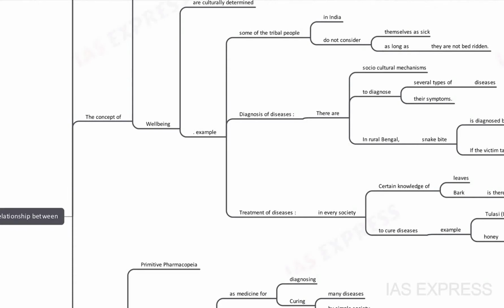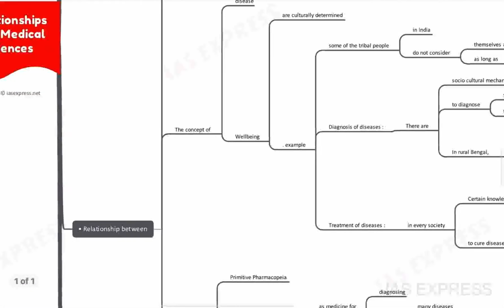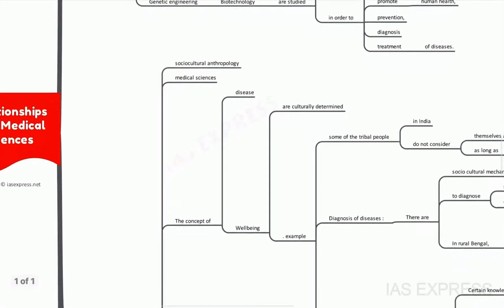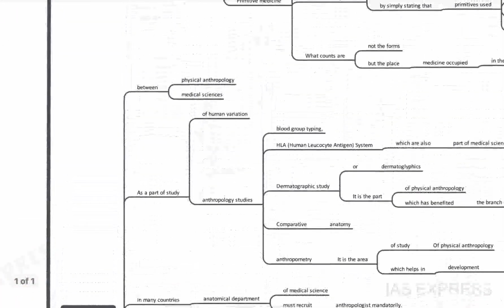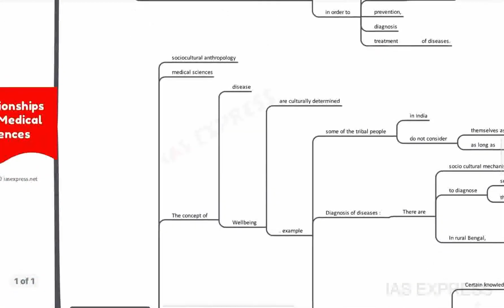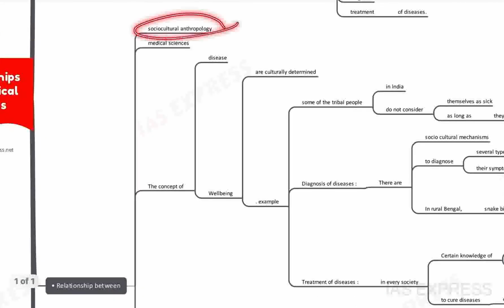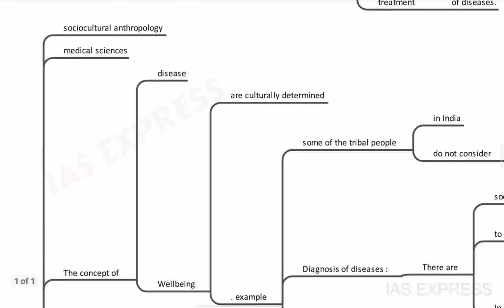So this is the main difference between medical anthropology and medical science, and medical anthropology, as I have told you, has emerged from the amalgamation of physical anthropology and medical science. With this, we will conclude the explanation of the relationship between physical anthropology and medical sciences in the previous slide. Now we will go to the relationship between socio-cultural anthropology and medical science.